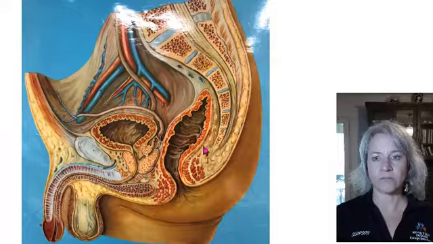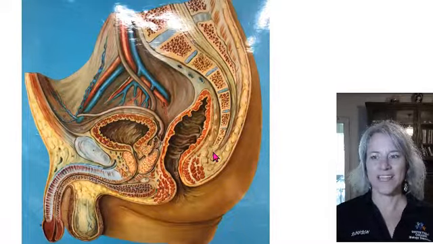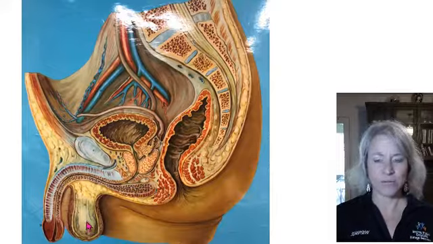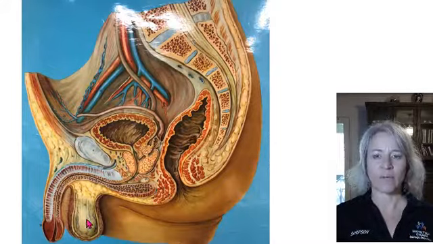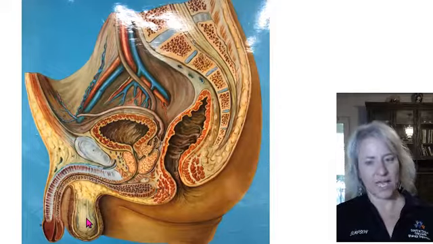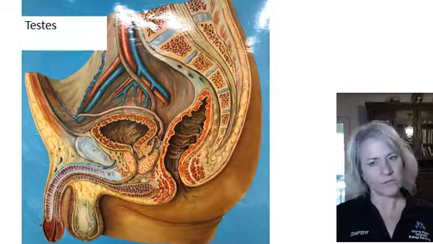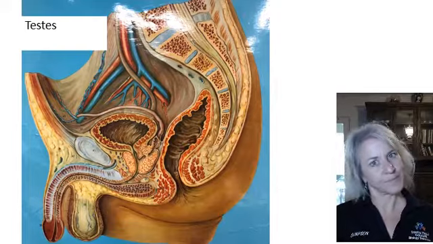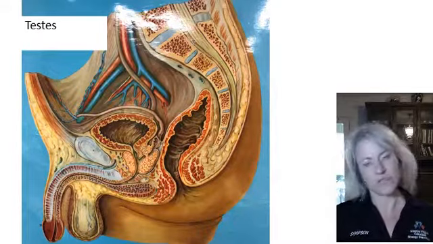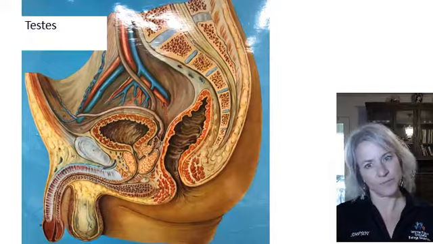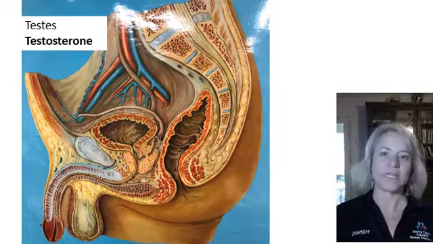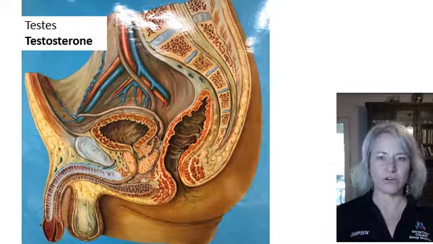Okay, another gland that is part of the endocrine system, the testes, plural testes, both part of the reproductive system and the endocrine system. What is the name of the hormone that comes from the testes? There's just one hormone that comes from testes. What is the name of that hormone? Testosterone.